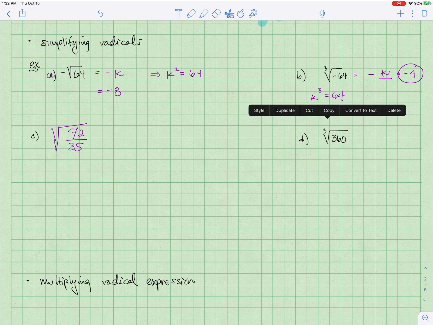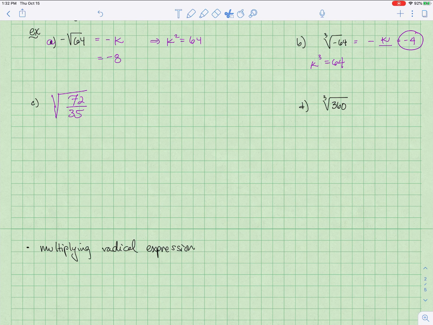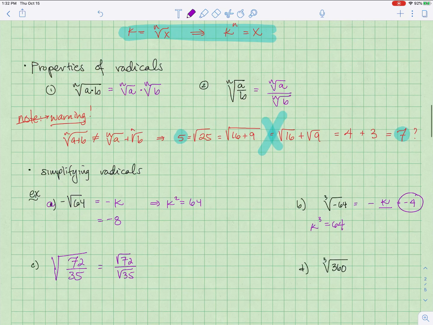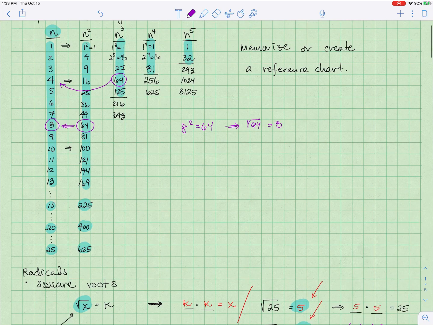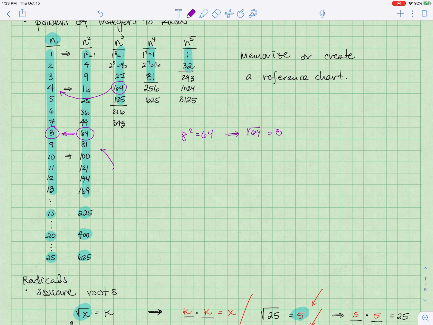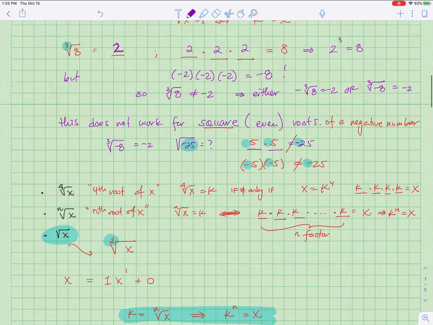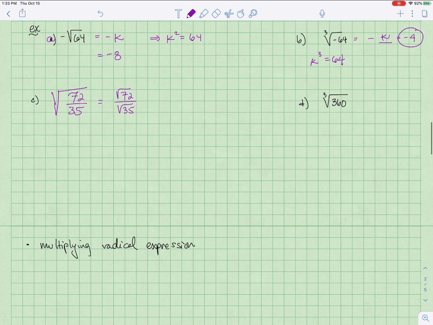Moving on here and simplifying some of this stuff, we have the square root of 72 over 35. We should be able to rewrite that as the square root of 72 over the square root of 35. But now we're going to run into some trouble because neither 72 nor 35 are perfect squares. In fact, if I go back up to this chart, nowhere on here is 72 and nowhere on here is 35. And so the question is, how can I simplify that any further?